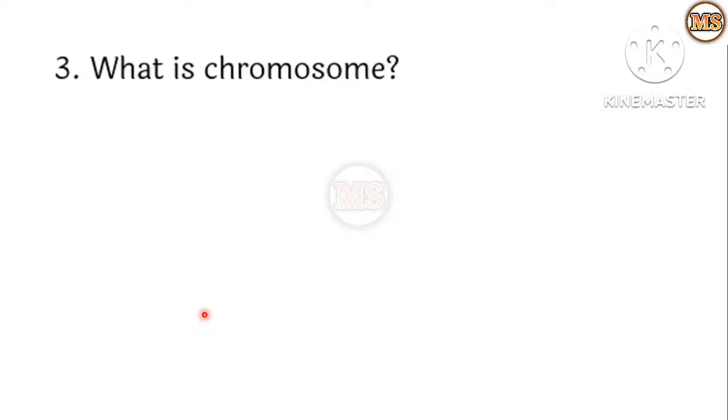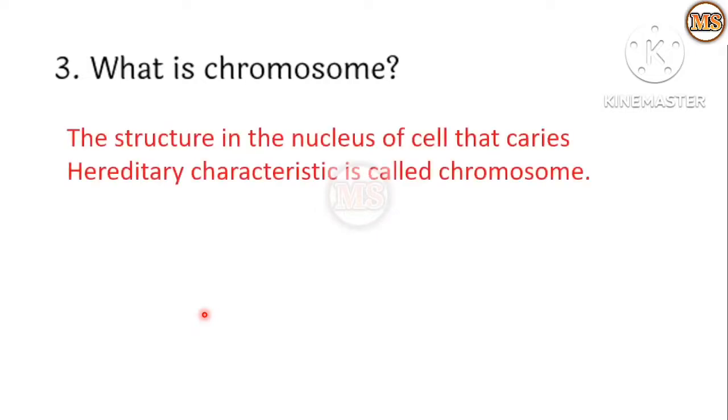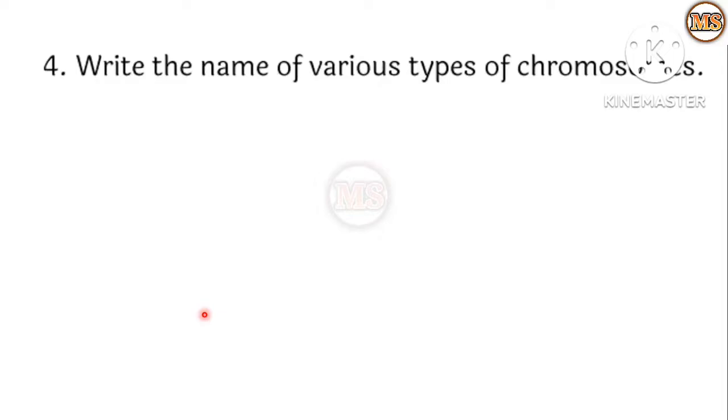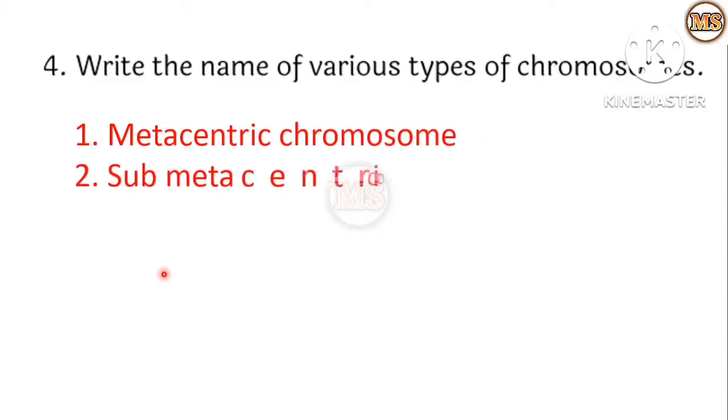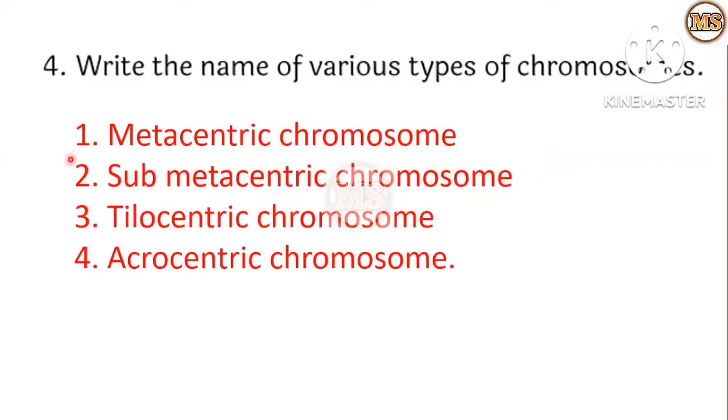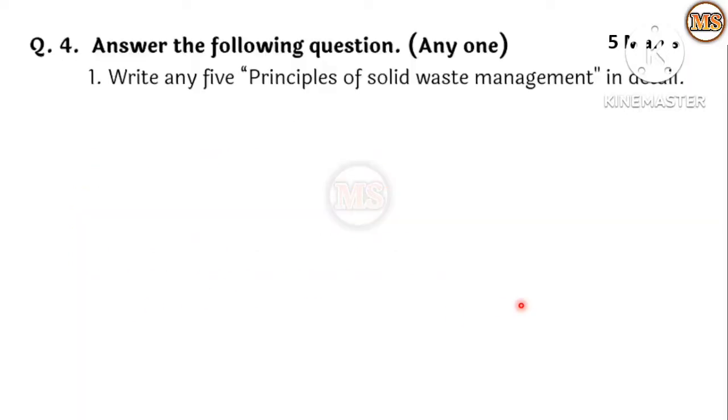Then third one, what is chromosome? We can define chromosome as the structure in the nucleus of a cell that carries hereditary characters. Fourth, write the names of various types of chromosomes. So we see the different types of chromosomes. First one, metacentric chromosome. Second, submetacentric chromosome. Third one, telocentric chromosome. And fourth, acrocentric chromosome.